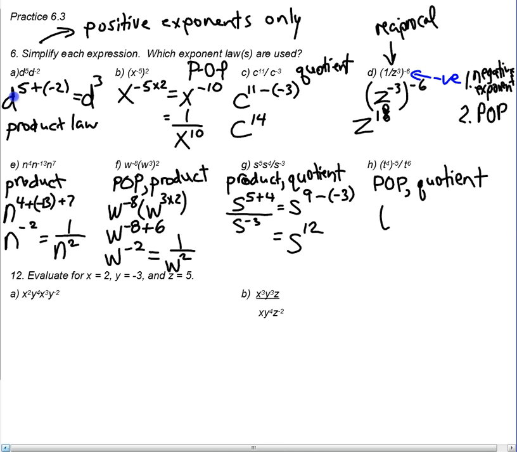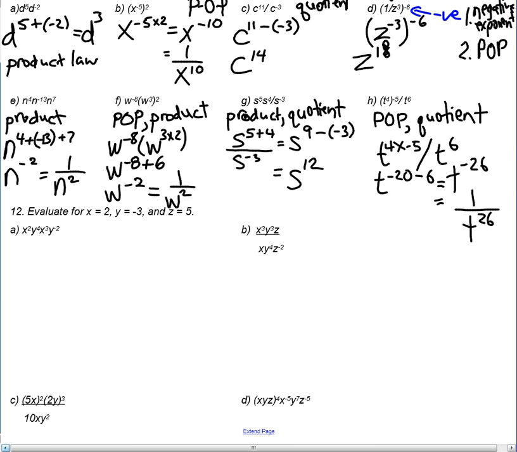So this would be t to the 4 times -5 all over t to the 6. So that's t to the -20, subtract 6, which is t to the -26, which will be 1 over the reciprocal of the base to the positive exponent. Now all of this is done for the purpose of simplifying, so that if we have to substitute values, which we're doing in number 12, we can simplify first. All right, and this is a good strategy to use when you have lots of numbers to substitute.